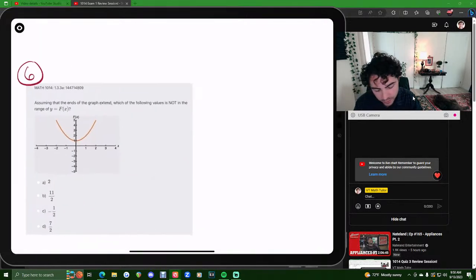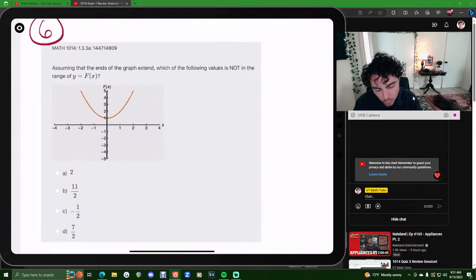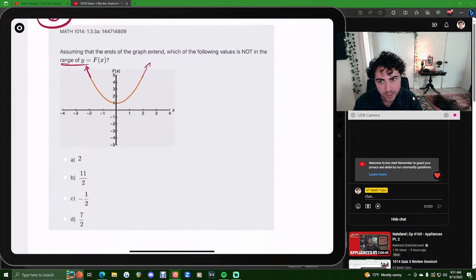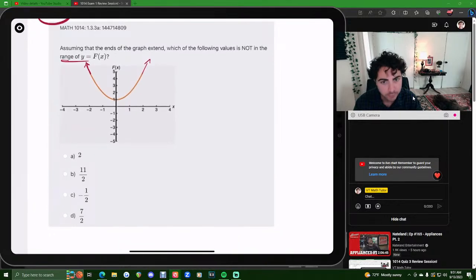That was number 5. Here is number 6. They say assuming that the ends of the graph extend, which of the following values is not in the range of the function? So the range is really just the set of output values by the function. In other words, the set of y values that are produced by the function. So which of these values is not in the range?